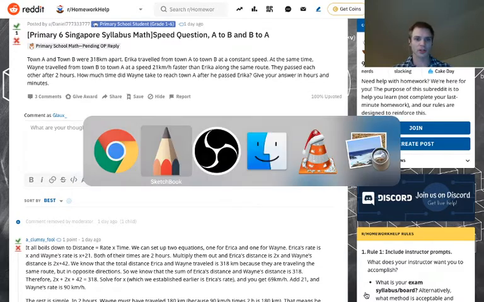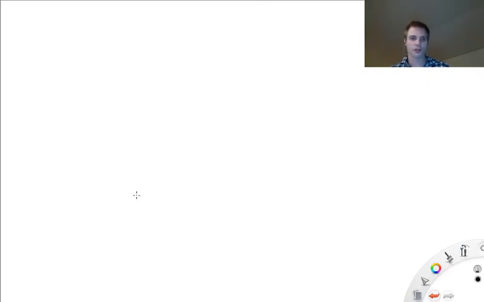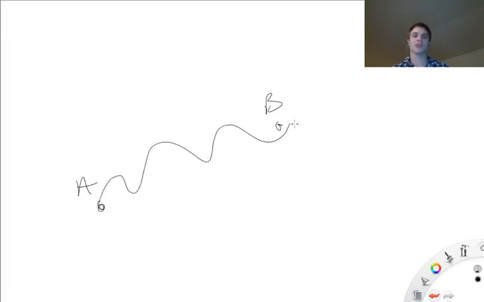All right, so let's draw a little picture of this. We have Town A, we have Town B off in the distance, and there's some path in between them. We don't know what the path is, but if you travel along that path, you will travel a distance of 318 kilometers. Erika starts at Town A, and Wayne starts at Town B.